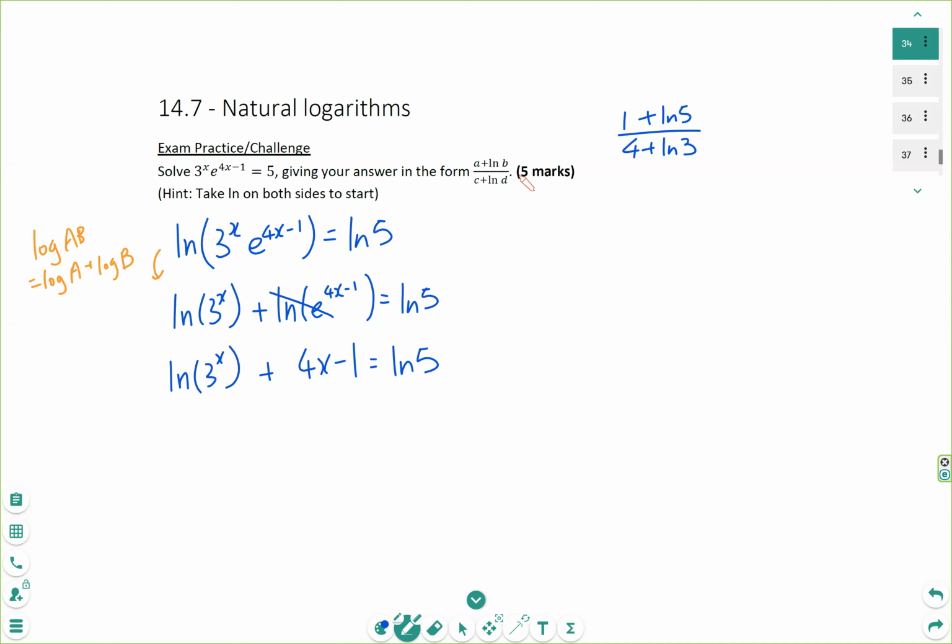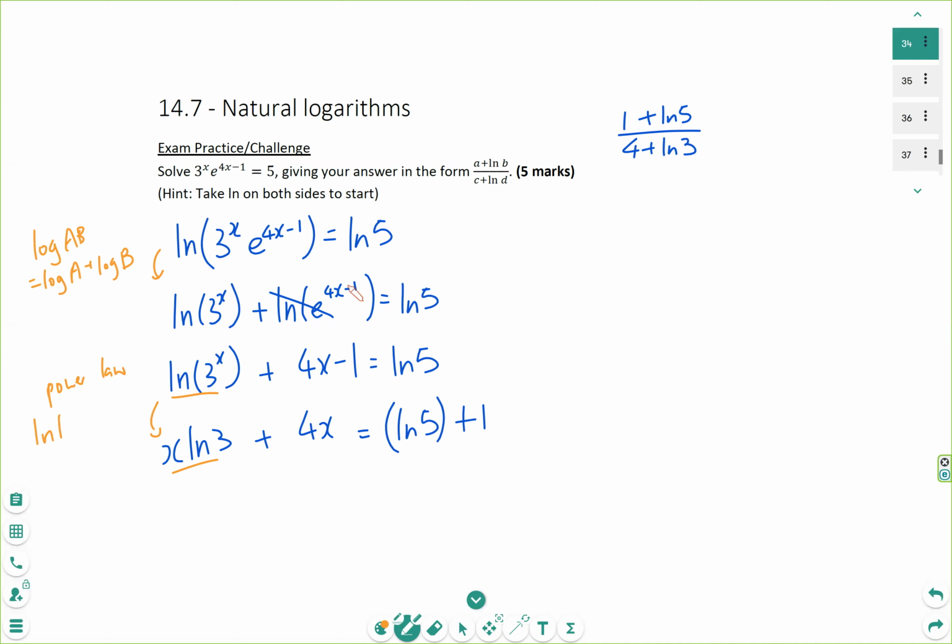Now, if I want to make x the subject, this is still not helping because x is in the power. So think about x in the power, and log or ln. Can you think of anything that could connect ln and x? Well, x in the power. Anything about that? The power law. We can bring the x down and also add 1 to the right hand side. So ln 5 plus 1. So what have I done in here? Power law.